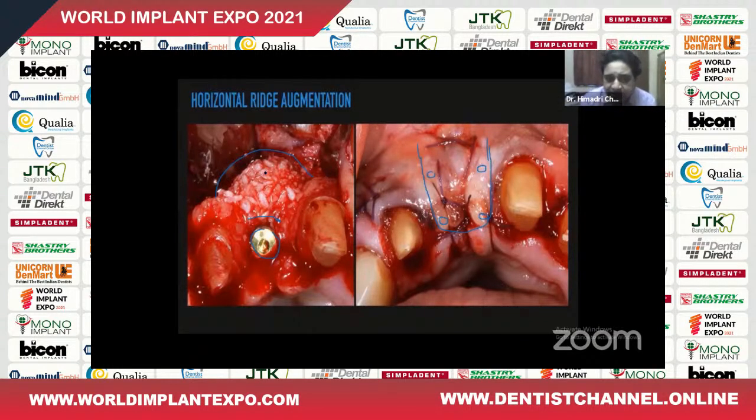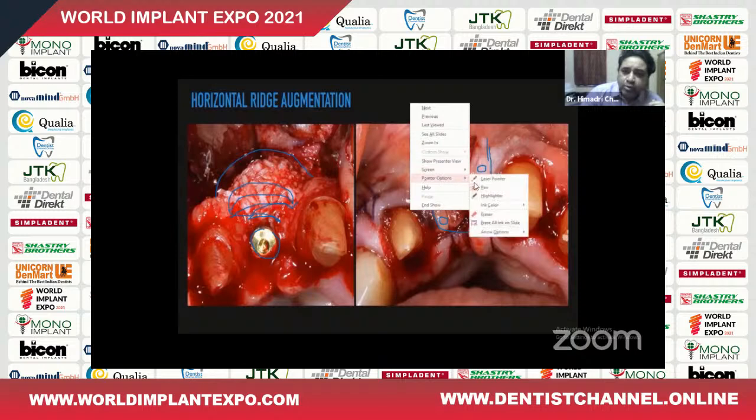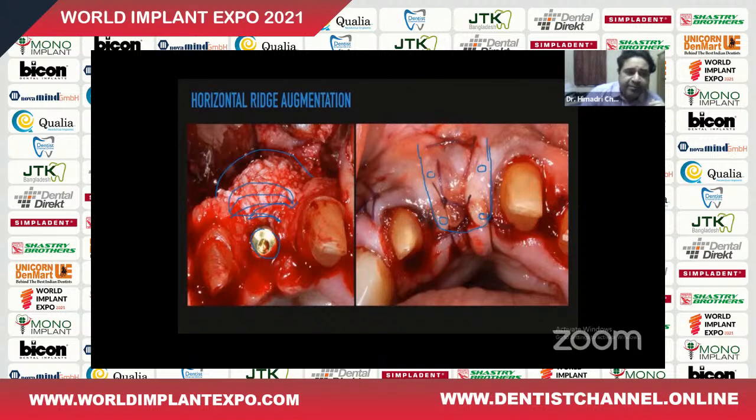Now, here in this kind of case, either you place autogenous bone, or you can place some bit of allografts like this, or you can use the sandwich technique where you first place autogenous bone, and then you use a 50-50 mix of xenograft with autogenous bone on top of that. So the first layer is autogenous, then autogenous and xenograft, 50-50 layers, and then you use 100% xenograft.